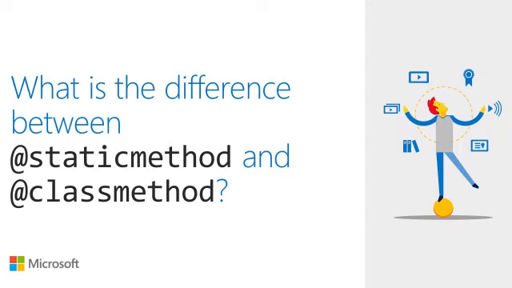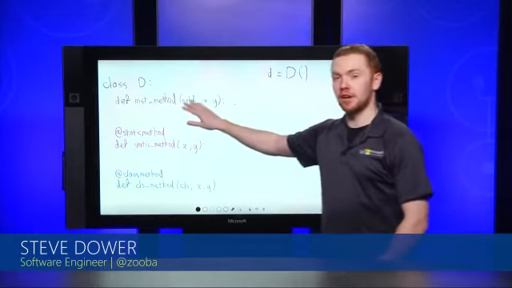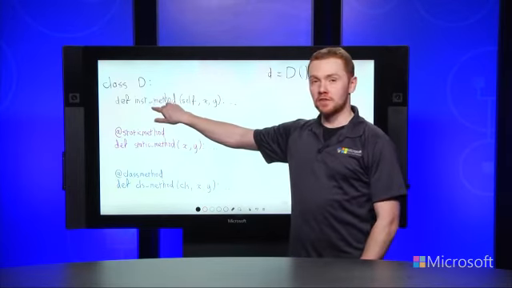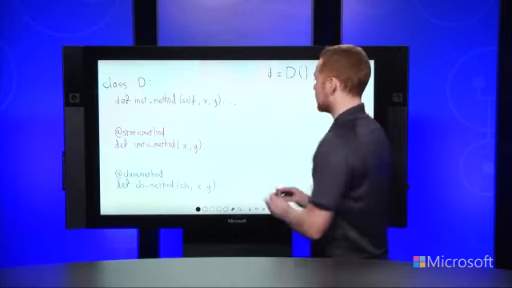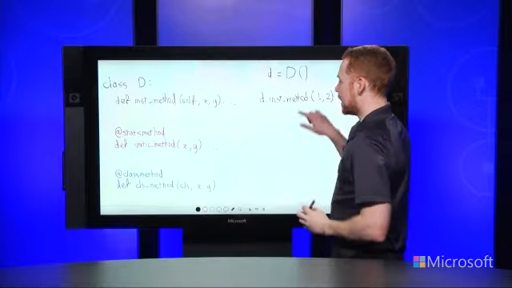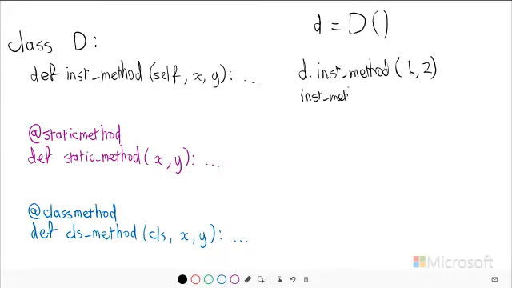What is the difference between static method and class method? In Python, when you put a method on a class, you're actually putting a regular function there. What happens is that when you then call this method through the class instance, it magically inserts an extra parameter. So if I call d.inst_method, there is an automatic transform that happens that actually turns this call into inst_method(d, 1, 2).